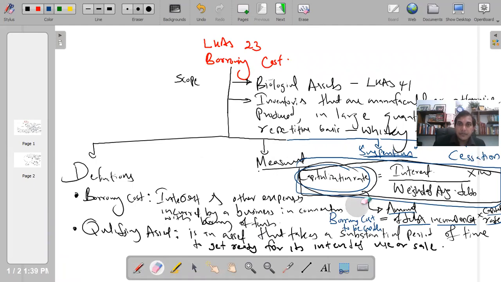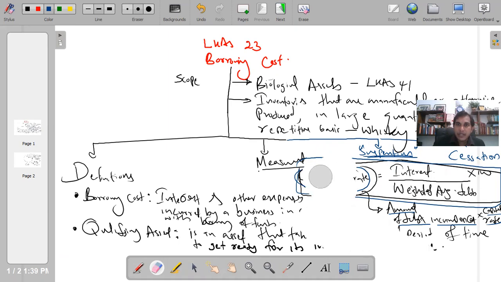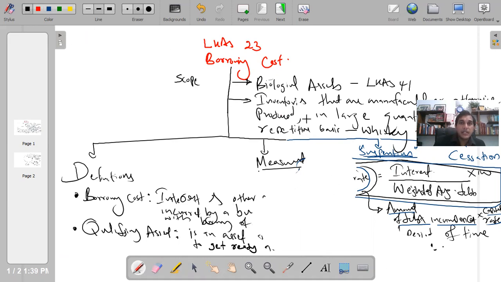Could you please go to the summary, and write somewhere in the summary: commencement of borrowing cost, commencement of capitalization. Right? So there are 3 conditions to be checked.